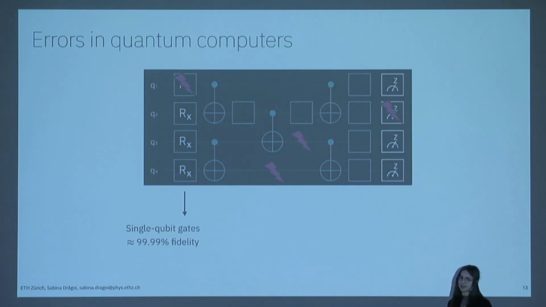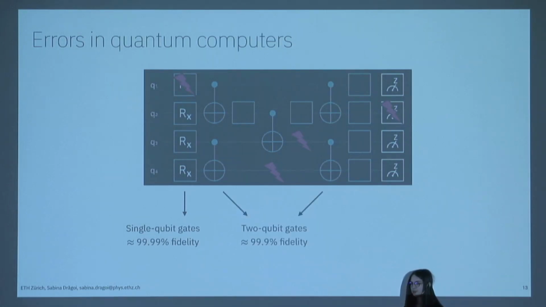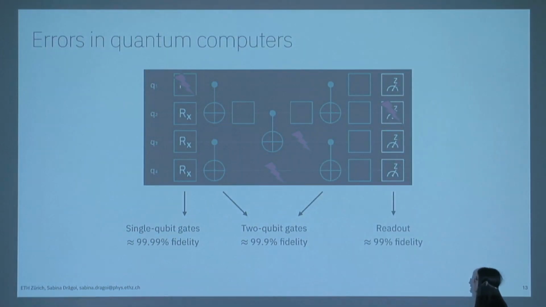Each of these types of errors occurs with a different probability. Single qubit gates have the highest fidelity, very close to 1. But for 2 qubit gates, the fidelity decreases by an order of magnitude, or the error increases by an order of magnitude. And the readout is even worse. While these numbers might be very close to 1, if you're thinking about solving a very big problem with 100 qubits and tens of thousands of these gates, then this is really going to affect your result.